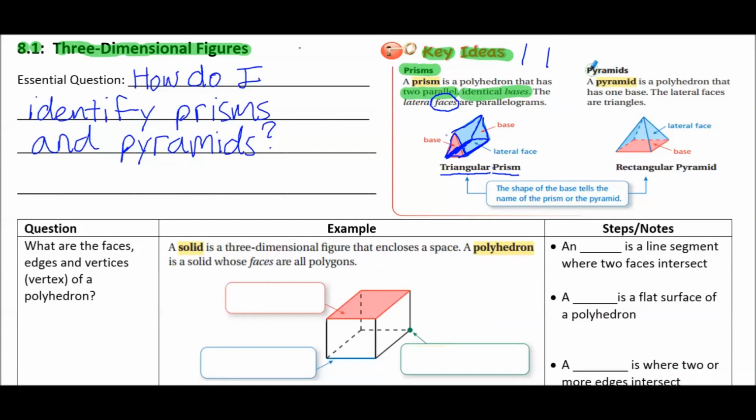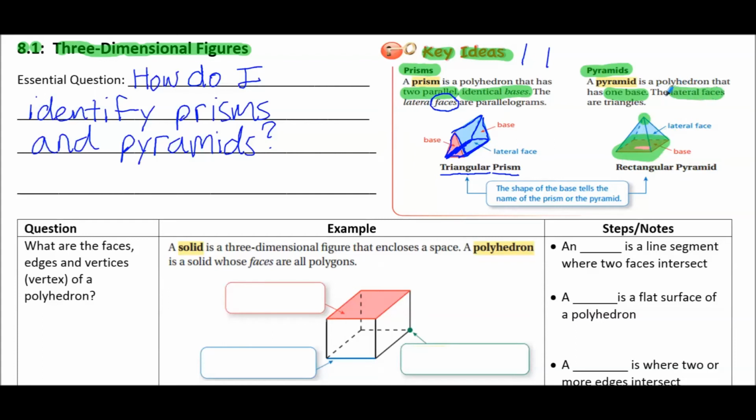Pyramids are different. A pyramid is a polyhedron that has one base. Now let's look at this base at the bottom. It looks like it's a square. Does that square have a parallel square at the top? No, it just has this point. This little point here, it doesn't have a parallel square. And so this is a pyramid.